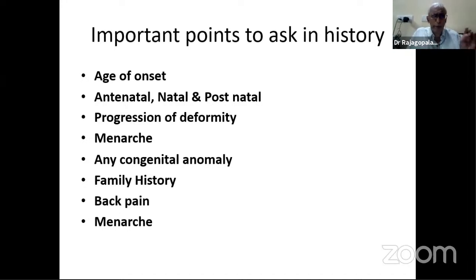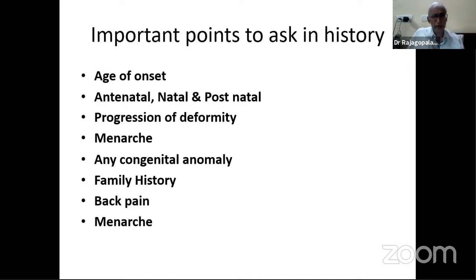So, a few basic points. I told you a girl, 17, a young girl, with a deformity for 3 years back. So, she was adolescent. You want to know whether it was from birth, what is the age of onset? She told you 3 years, but she may be wrong. There may be something else that you can ask her.